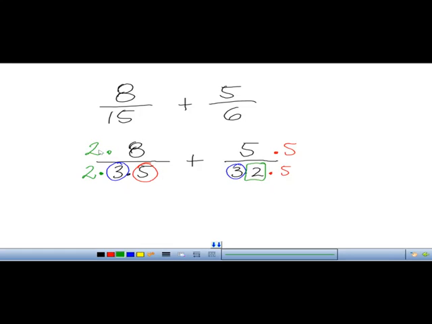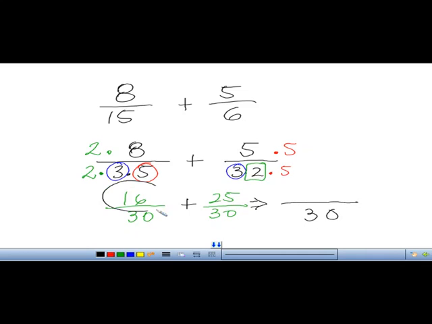Therefore, let's see, 2 times 8, that's 16. 2 times 3 is 6, times 5, that's 30. Bring down the plus sign. Let me go to the other side. What is 5 times 5? 25. 3 times 2 is 6 times 5, that's 30. And now we have a common denominator. So this becomes, the denominator stays the same.